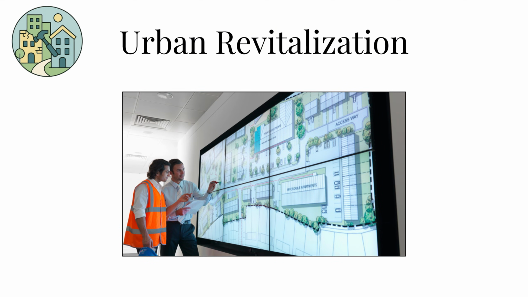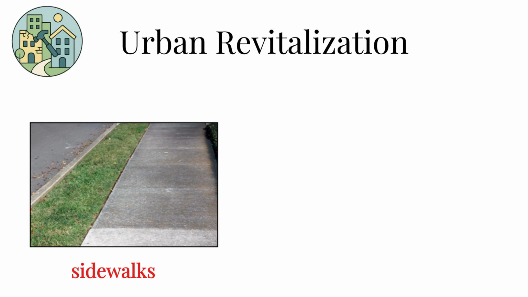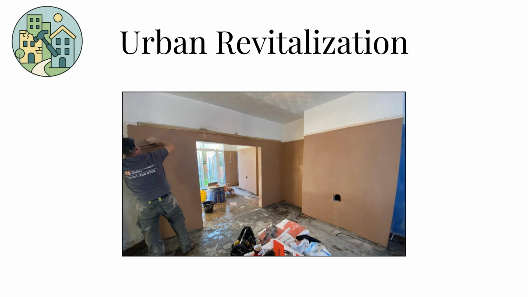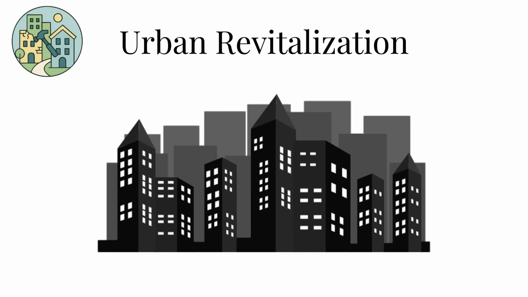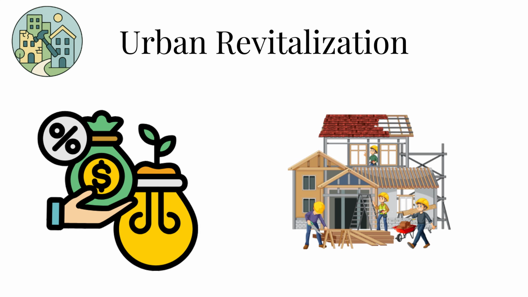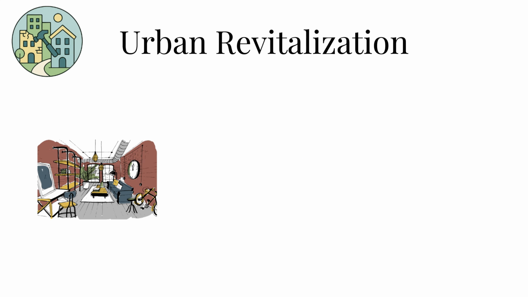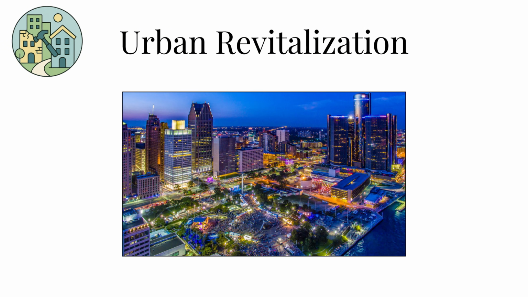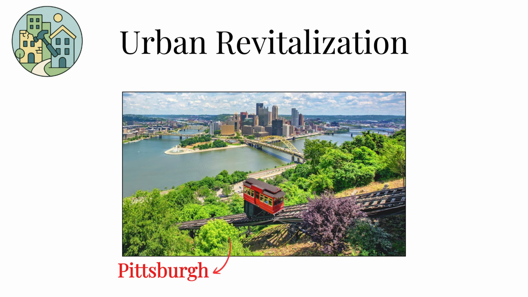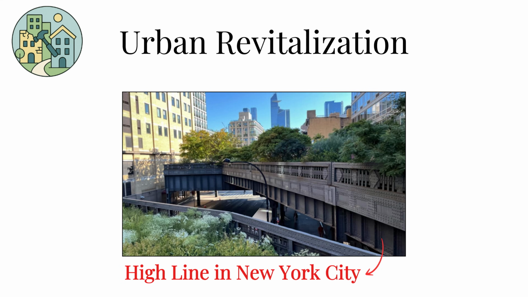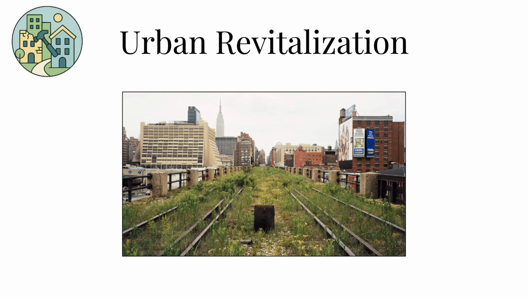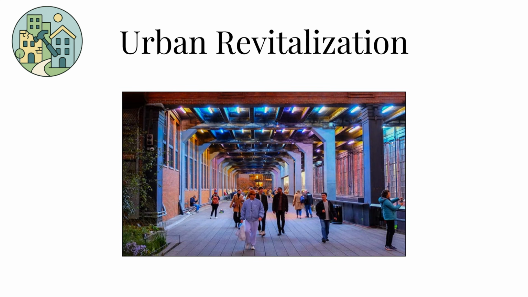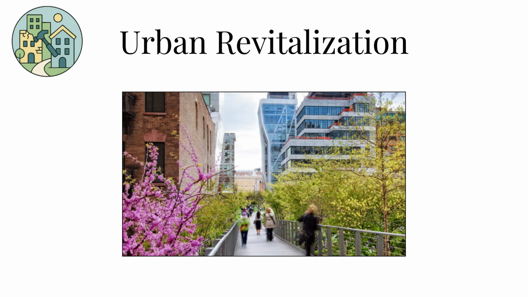City planners and community leaders might start an initiative to fix the sidewalks and roads, encourage new businesses, and refurbish housing in that area. For example, a city might offer incentives to developers to convert an old warehouse district into trendy loft apartments, offices, and art studios, as has happened in parts of cities like Detroit and Pittsburgh. A famous case is the High Line in New York City. An old elevated railway was transformed into a popular public park, sparking new shops, housing, and art around it.